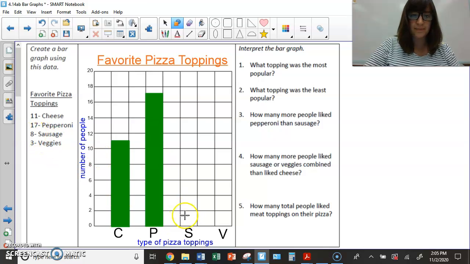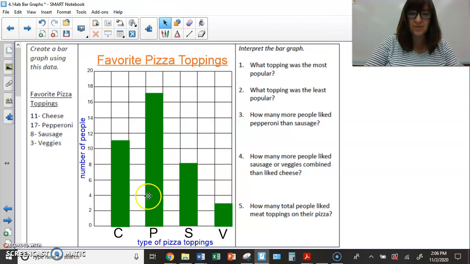Sausage had 8 people. 8 is here, so I'm going to make it exactly on the 8. And then 3 people chose veggies as their favorite, and 3 is halfway in between 2 and 4, so I'm going to make sure it goes halfway in between.